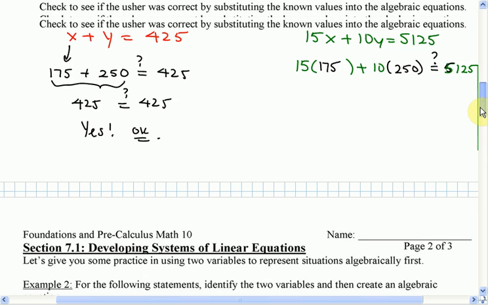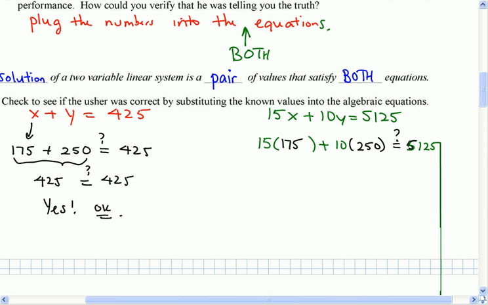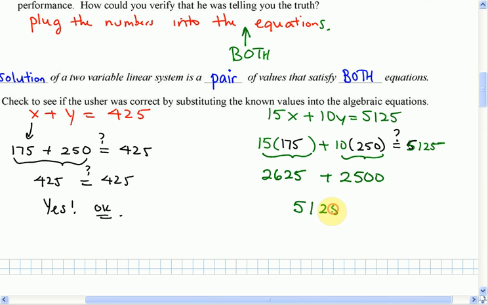Oops, what happened there? Okay. So can you please try to evaluate these terms? What's 15 times 175? I've got no calculator. I'm poor. 2625. And then this one I know how to do. That's 2500. Add them together. Oh yeah, I think it works. Okay. So this one's yes as well. So was the usher correct? Yes. The usher was correct.